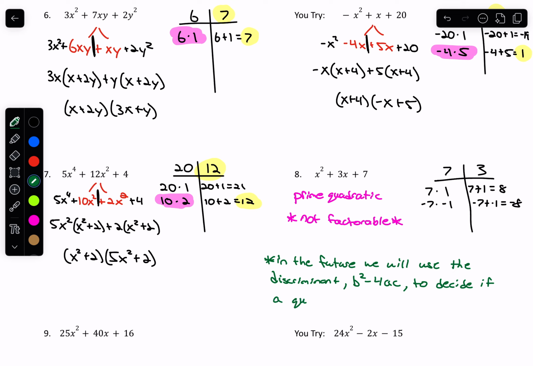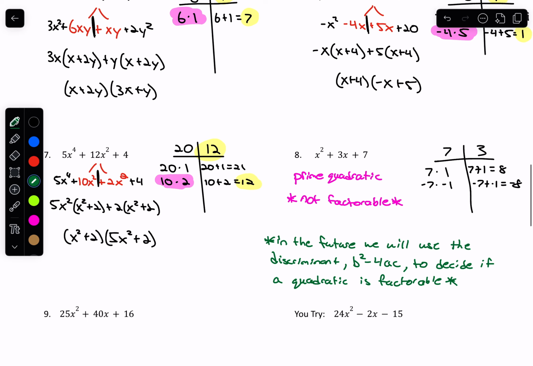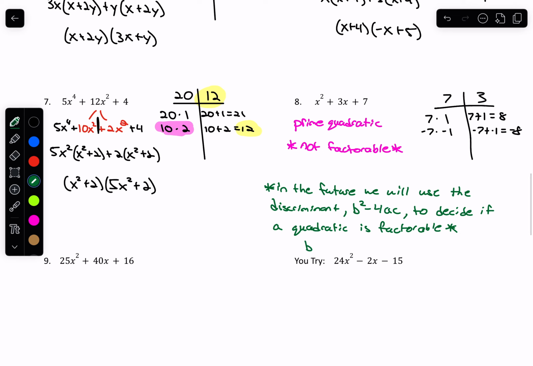Specifically to decide if a quadratic is factorable. Now we won't go into all the details of what the discriminant is right now. That's for a future lesson. But in this case, if we found b squared minus 4ac, the b is 3, so b squared is 9. And then negative 4 times a times c is negative 28. So we would have 9 plus 28, and this is equal to 37.